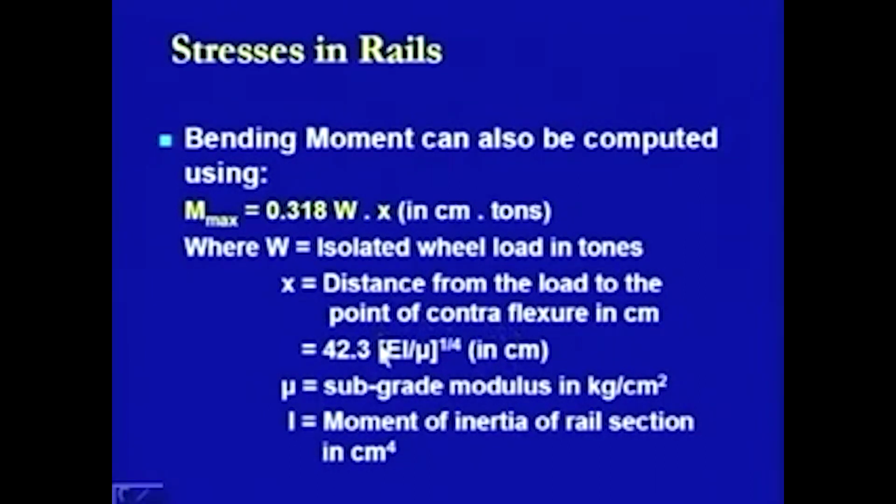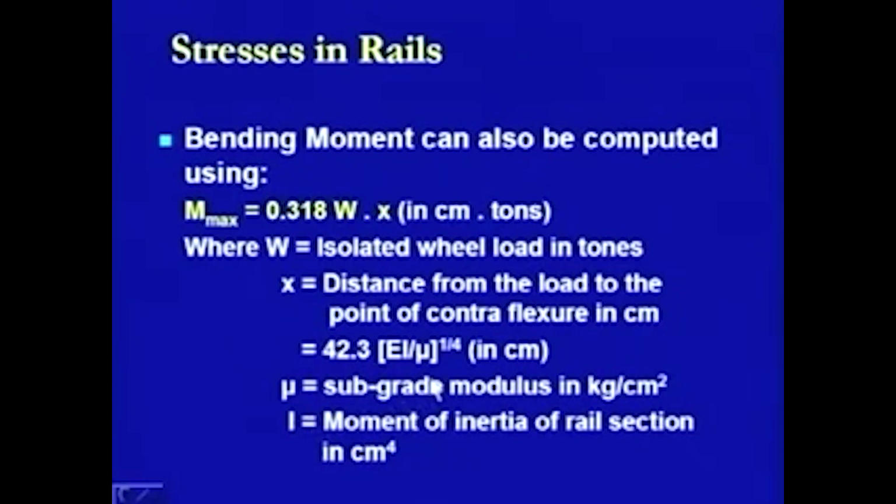Using this equation, E I is the flexural strength and mu is the subgrade modulus in this case. So, using the value of the subgrade modulus and the E I, the flexural strength of the rail section, we can compute the value of x, and this defines at what point the contraflexure will be attained. When we use this value in the equation M maximum equals 0.318 W multiplied with x, that gives the maximum bending moment. That is another way of finding the value of the bending moment.